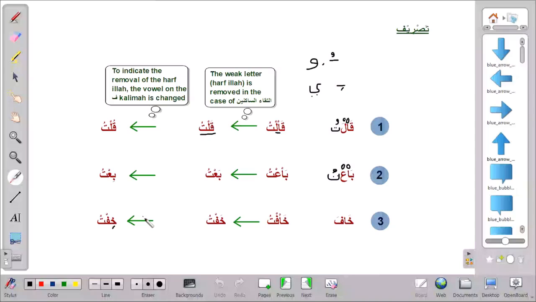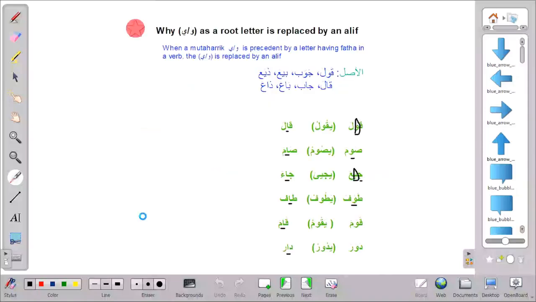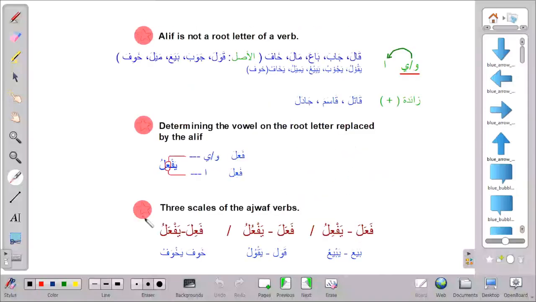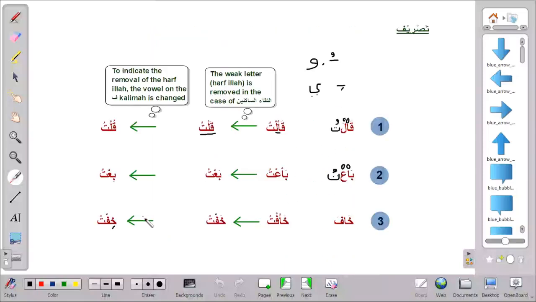Of course, if we hadn't done this and we just jumped into the dialogue, there would be a lot of confusion, because there are some differences compared to how other verbs are conjugated. So that's why we had to do this introductory lesson on the Fi'l al-Ajwaf. So please take note of those rules. It will help us a lot. And please revise them, so that it will stick very well before the next lesson.